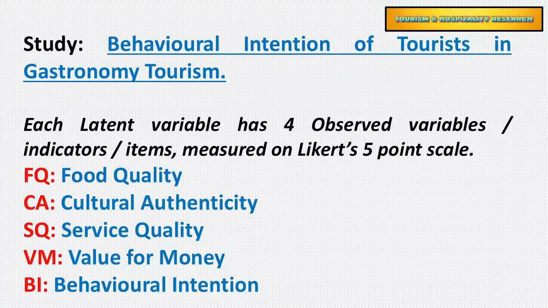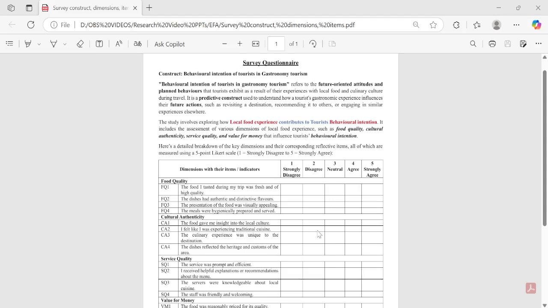Each of the latent variables which are mentioned here in red has four observed variables, also known as indicators or items, which are reflective in nature and are measured on Likert's 5-point scale, where 1 stands for strongly disagree, 3 for neutral and 5 for strongly agree. So this is the survey questionnaire build-up, a sample which I showed you in my previous video on constructs and dimensions.